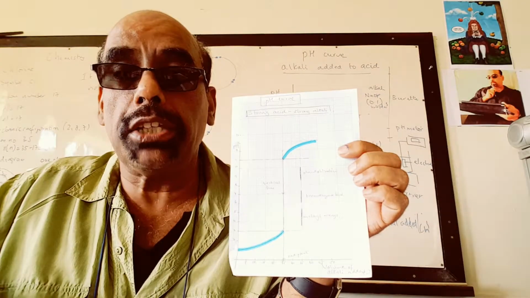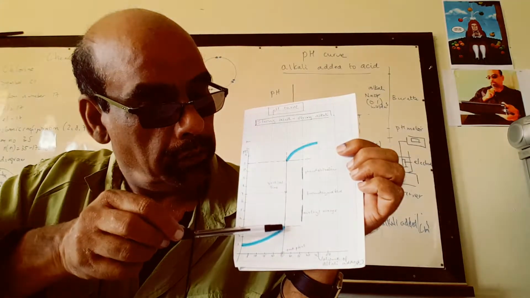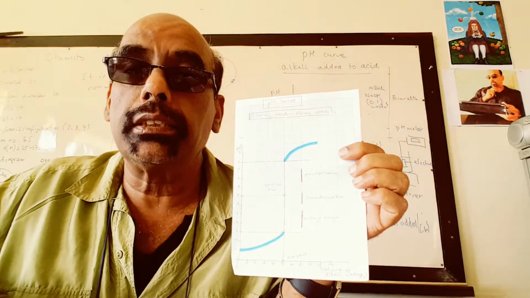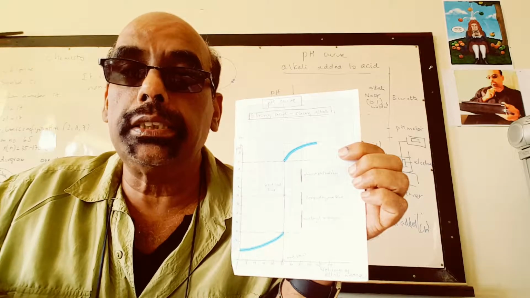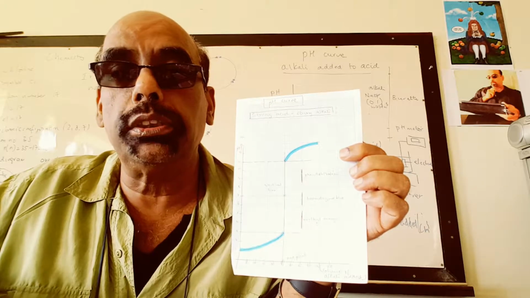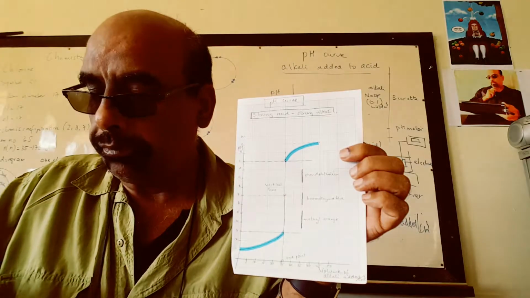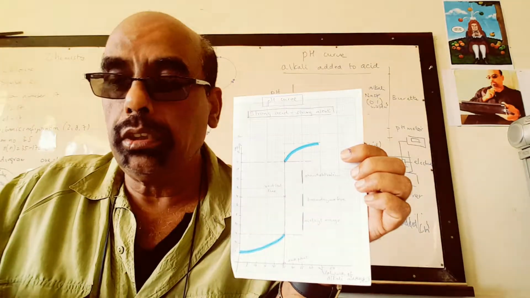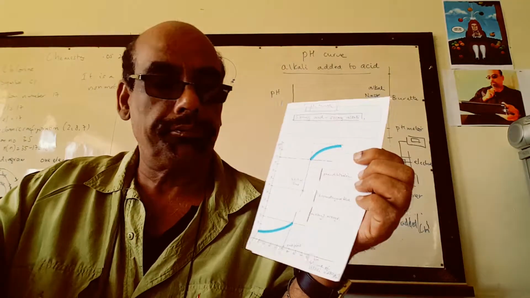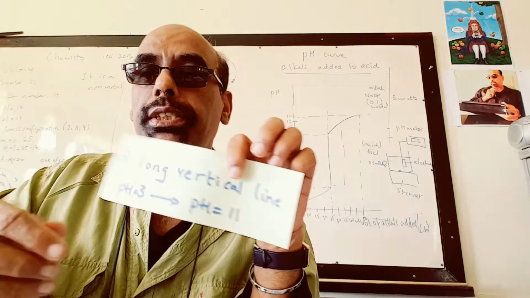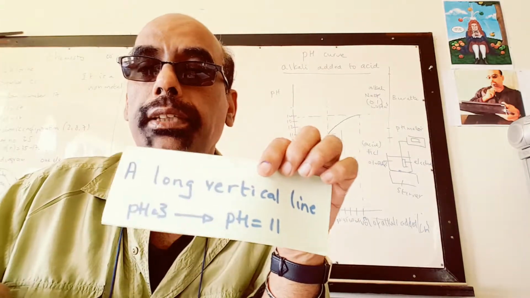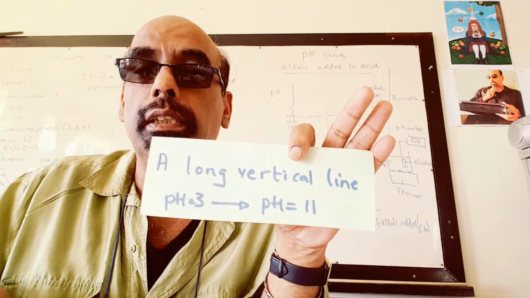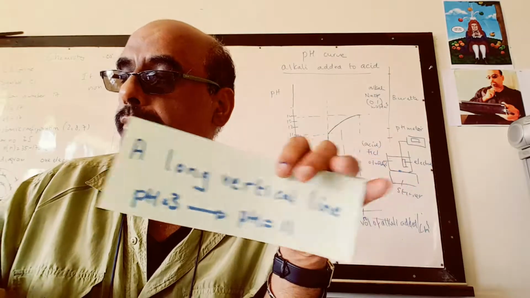There is a sharp change of pH from 3 to 11. A long vertical line indicates you are adding a strong acid to a strong alkali. We say that the pH changes sharply from 3 to 11. From the long vertical line we can come to the conclusion that we are using a strong acid and a strong alkali.